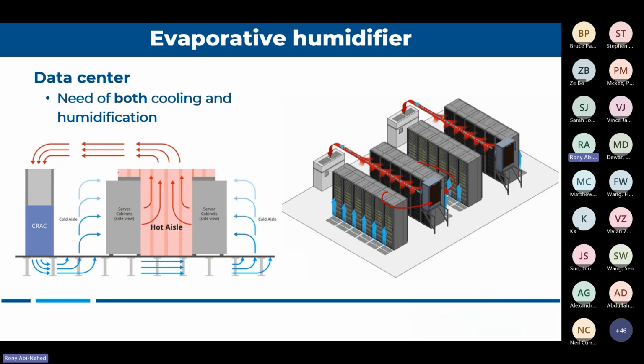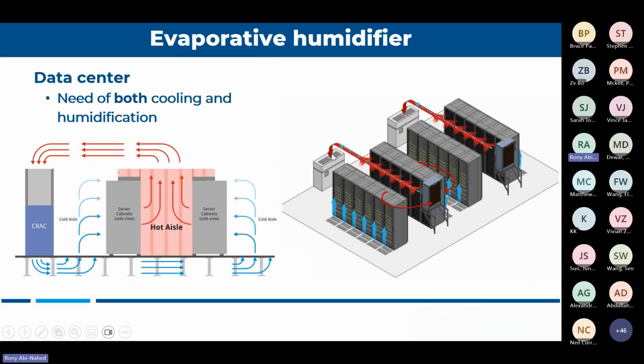Because if you look at the data center design, you have your crack unit here, you have your cold air aisle, and you have your hot aisle. So the air will blow from the crack unit through the servers. Now the air coming from this side, it's warm and dry. It goes through this unit here. We're talking about the evaporative media, it will get cooled and humidified, and then goes back to the crack unit.